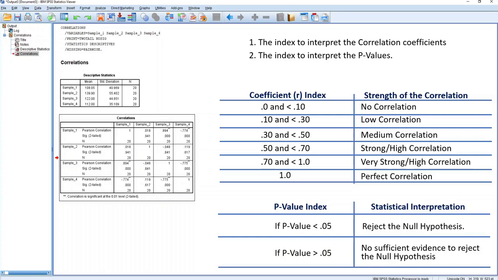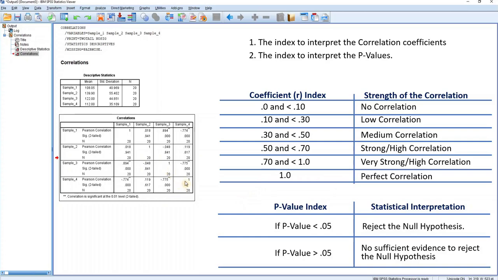Now that we are guided on how to interpret the coefficients and the p-values, let's now pay attention to the correlation table. When a variable correlates with itself, the correlation coefficient is 1, and this value is described in the index table as a perfect correlation. The p-value is usually not given for a coefficient that is equal to 1 because the correlation is perfect.